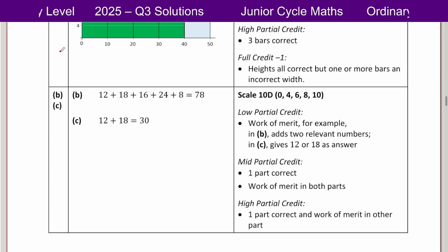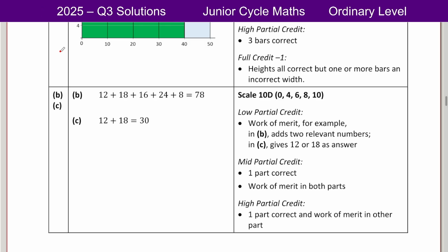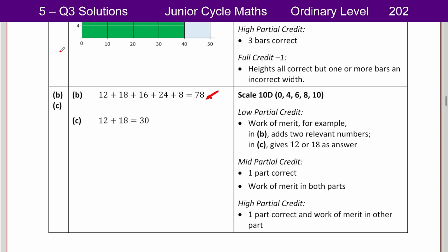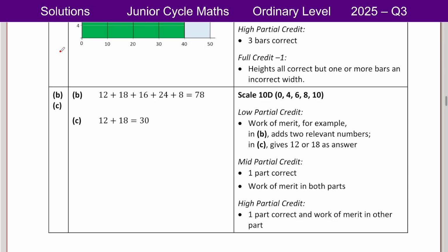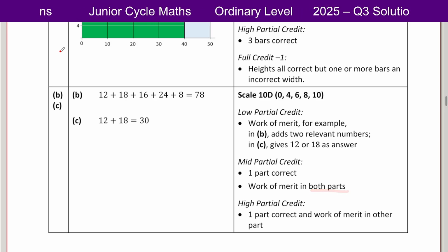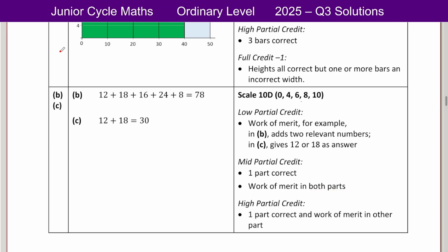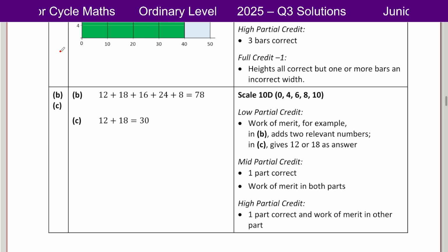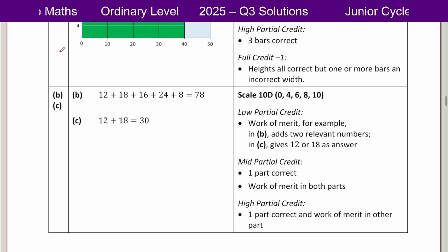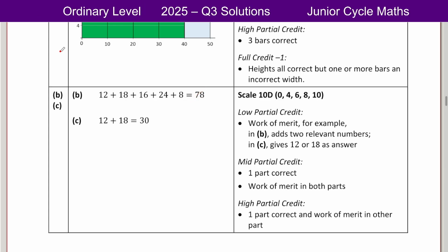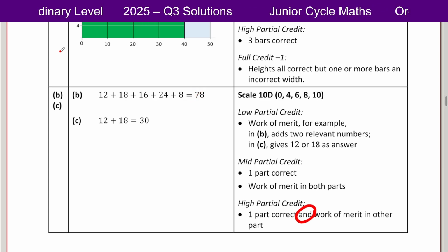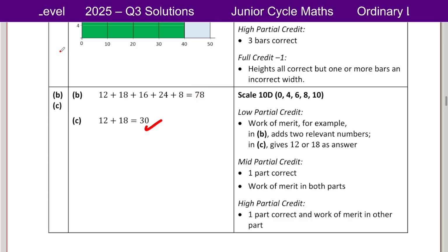And also maybe we show some work, like a computation or operations, in both parts. In that case we get 6 out of 10, and we get 8 out of 10 if we have one part correct and some work of merit for the second part.